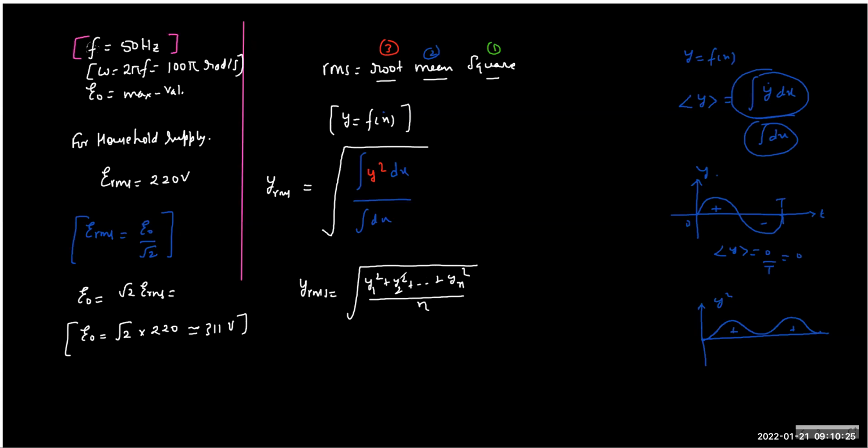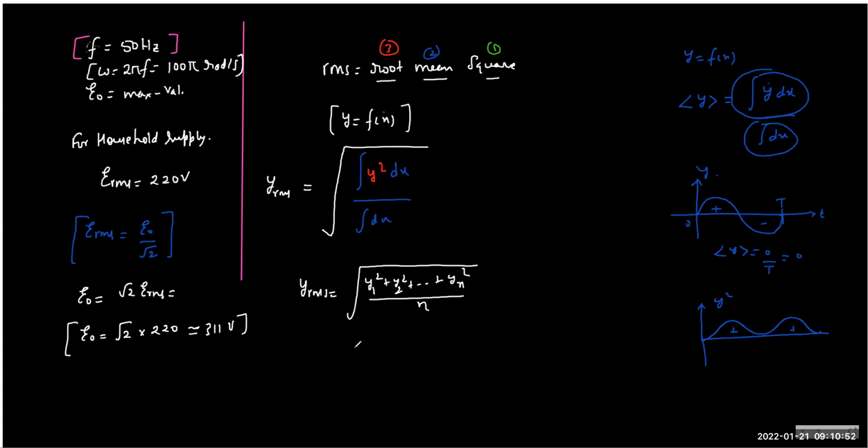So the above is for the continuous function, and the below one is for the discrete function. If you have discrete values, this is how you find the RMS. And if you have a continuous value, you have to do the integration. The dx is playing the role of n actually, and the y square dx is playing the role of the summation of these values. So this is called the RMS value.